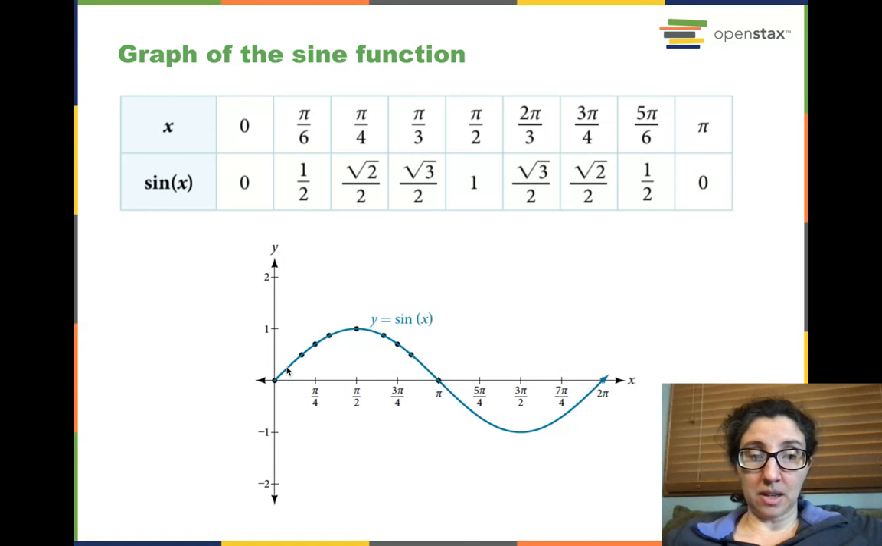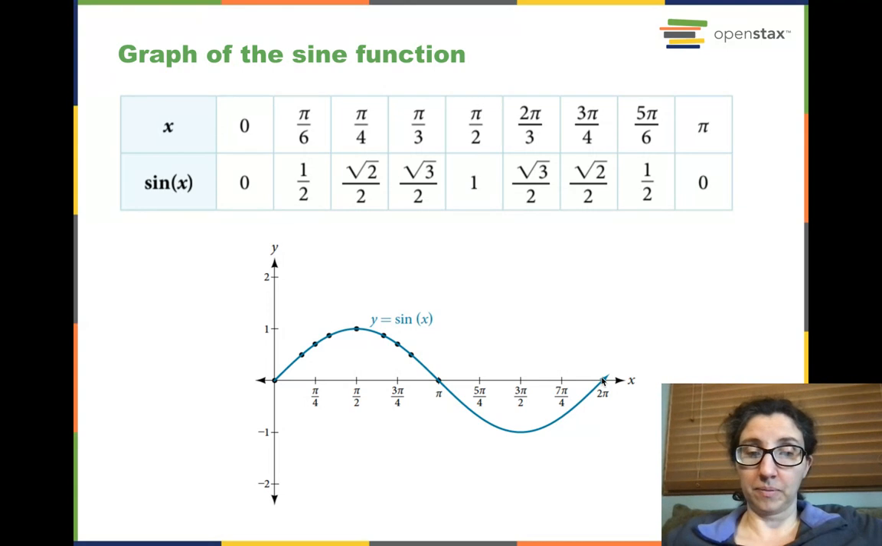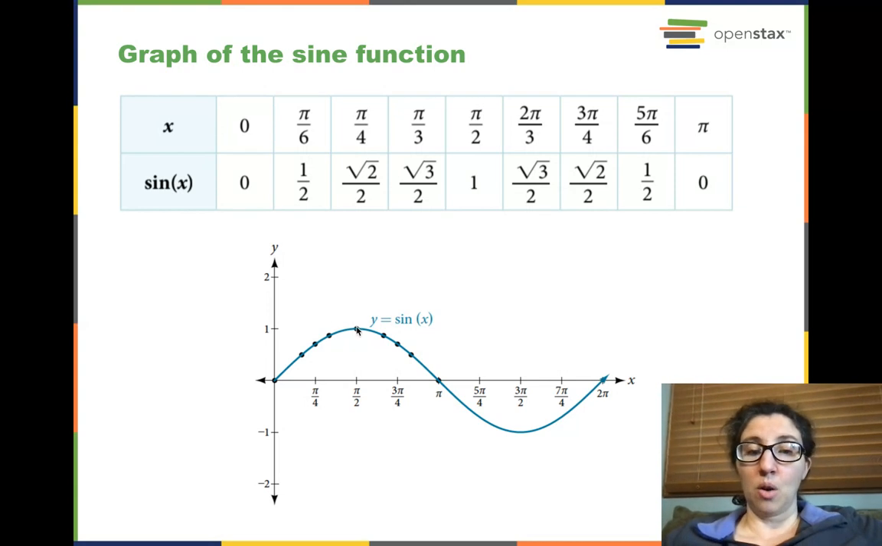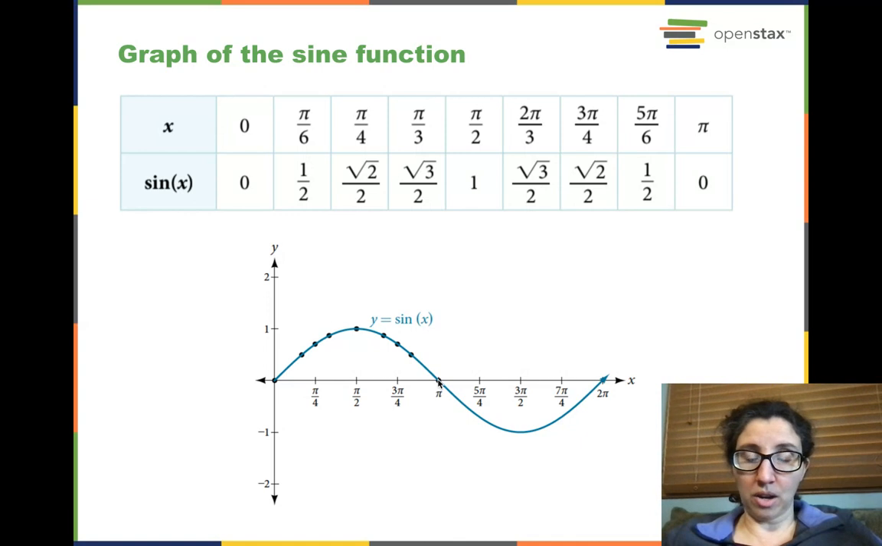If we plot these on this XY axis, this is what our graph is going to look like. Okay, it's going to go up to 1, back down to 0. Remember, for sine, we're thinking about the y value when theta becomes pi. Remember, that's all the way across. The y value is 0.